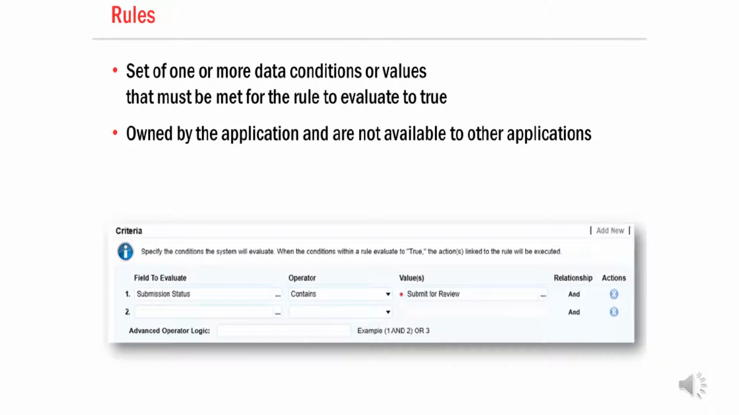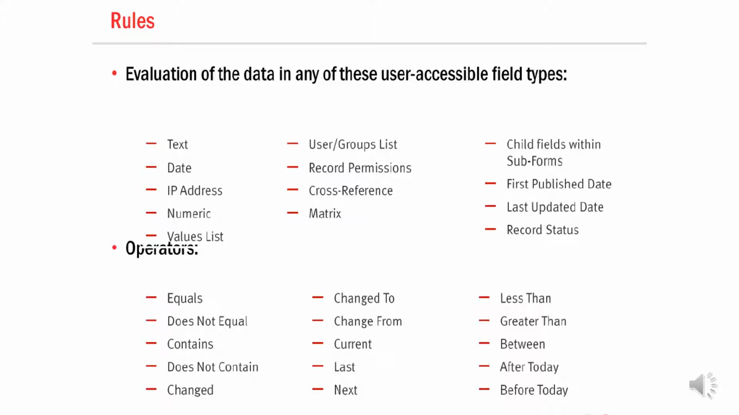A rule is a set of one or more data conditions or values that must be met for the rule to evaluate to true. Rules are owned by the application and are not available to other applications. Each rule can be linked to one or more actions. Rules can be copied and then edited to make similar rules. Rules can be based on field types that allow for a user selection, for example, a values list field, or data entry, for example, a text field.